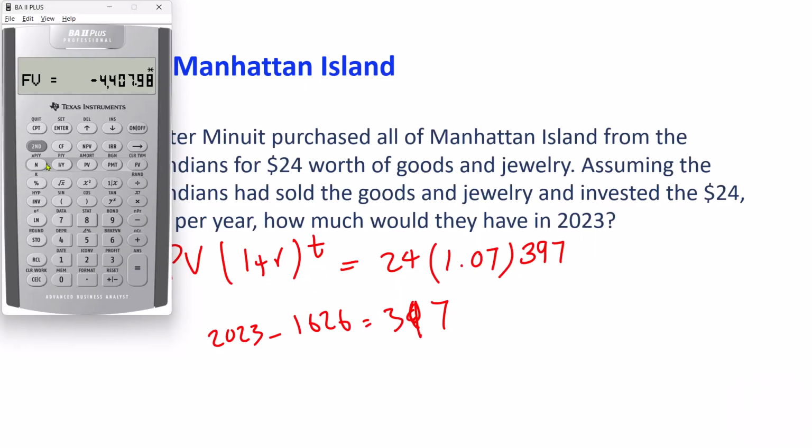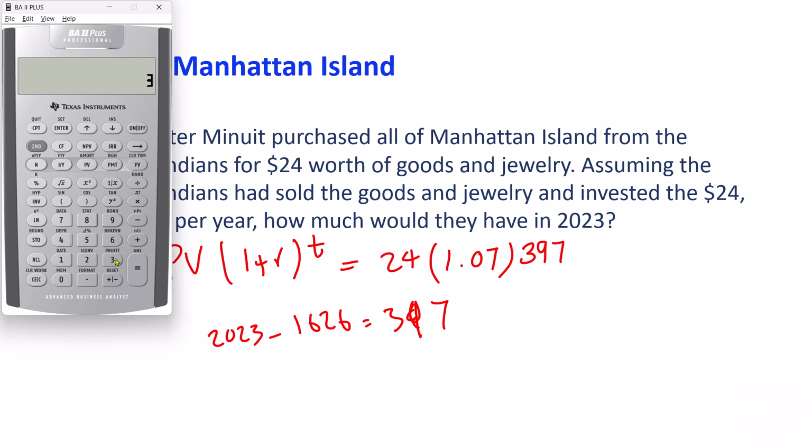One thing that you need to do with the calculator is that you need to clear this time value of money function every time you use it, because it will remember whatever you had in the previous problem. So you need to do second FV to clear this. Even if you turn it off, it still remembers the numbers. So you have to do the second FV. Above FV, you see CLR TVM, which is short for clear TVM. So second FV clears the time value of money function.